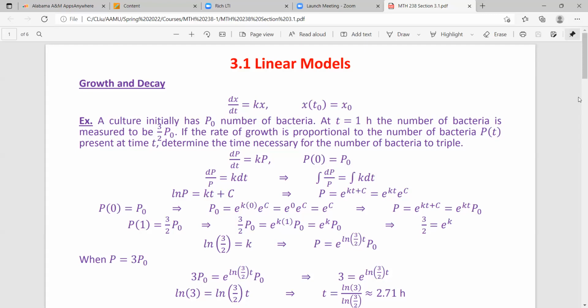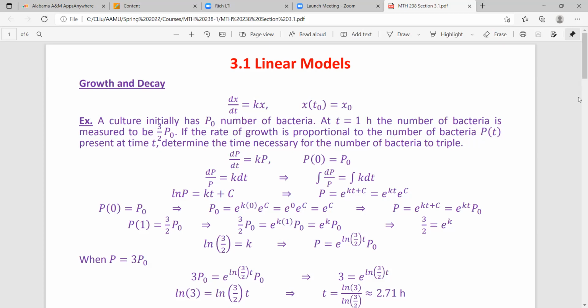So we just use the techniques we covered in chapter 2 to solve those problems. Okay, so the first section is linear models, 3.1. So these are linear differential equations. That means in real life we can model real situations by linear differential equations. And the first model or problem is called growth and decay.